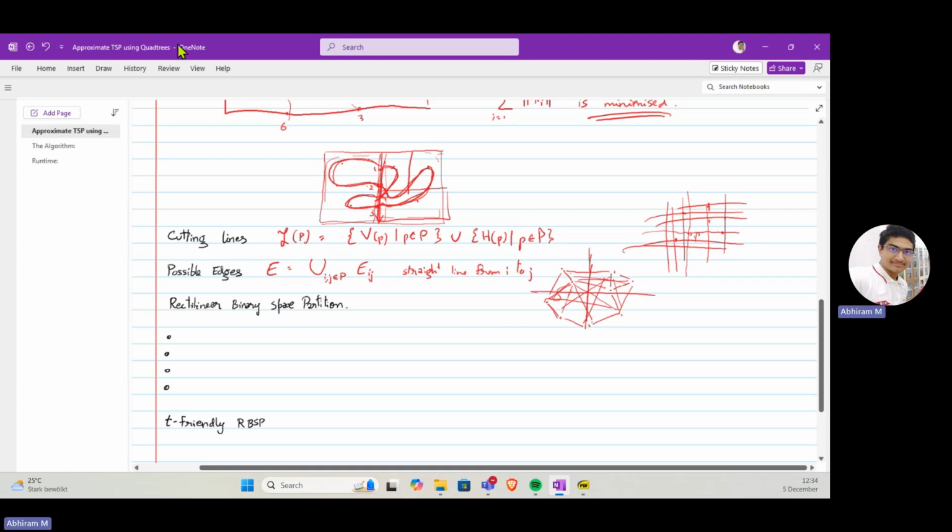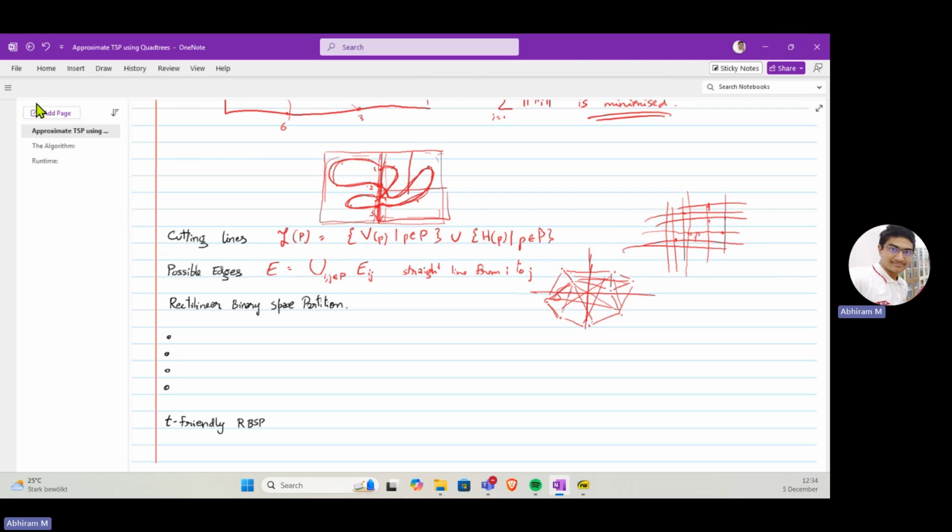I hope the idea is clear that whatever a final optimal TSP tour is, it is only going to have straight lines between points. So let us call the set of all straight lines between points E, so that we only need to take lines from E.